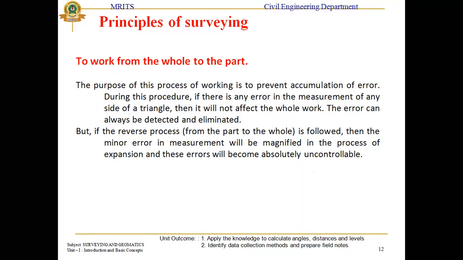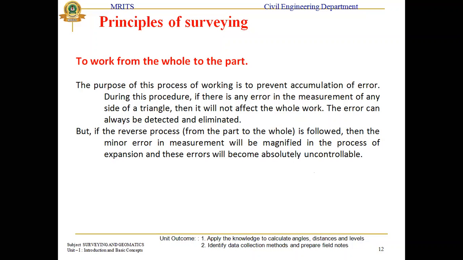Okay, the concept is that the purpose of this working process is to prevent accumulation of errors during the procedure. Any error in the measurement of any side of the triangle will not affect the whole work. The error can always be detected or eliminated. Sometimes there will be errors, but in the reverse process, part to whole, the minor errors in measurements are magnified, the errors grow exponentially and become absolutely uncontrollable.